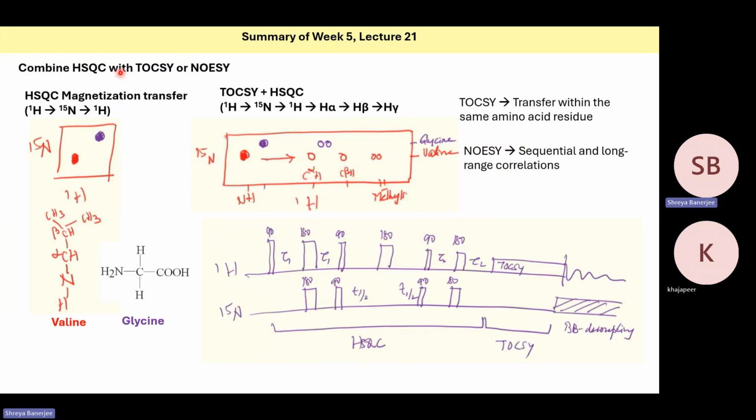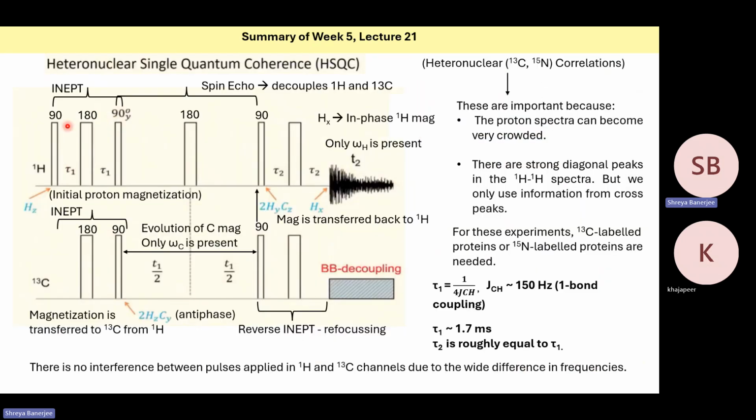Normally, what is done is HSQC is combined with either TOCSY or NOESY. So in HSQC, what happens? The magnetization will transfer from 1H to 15N or 13C and back to 1H. So we just saw this. Magnetization is in 1H, it transfers to 13C or 15N, and then it goes back again to 1H.